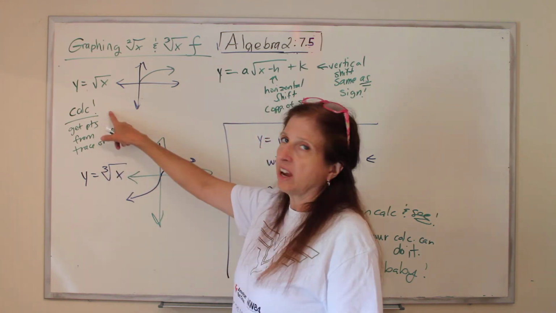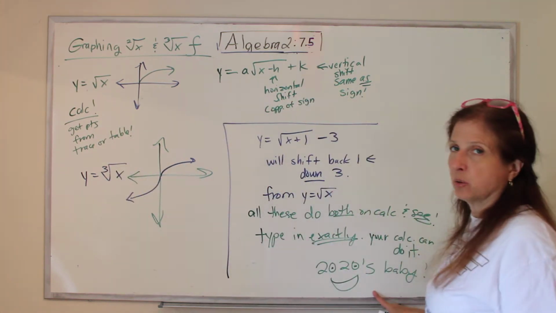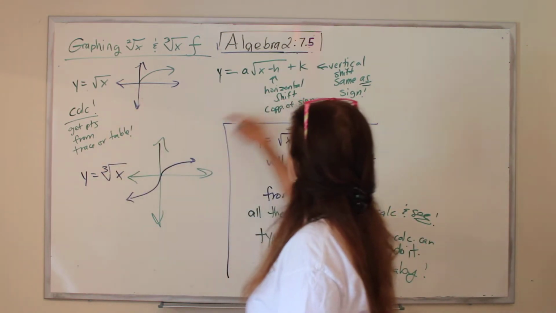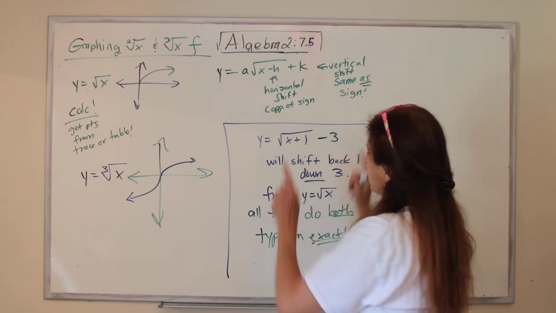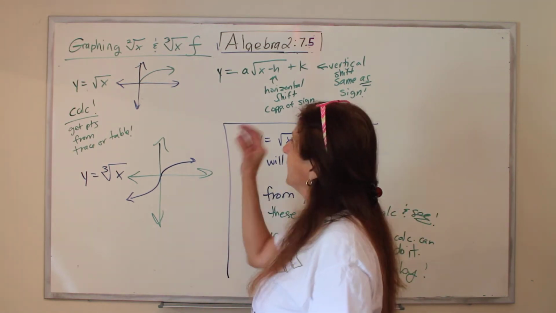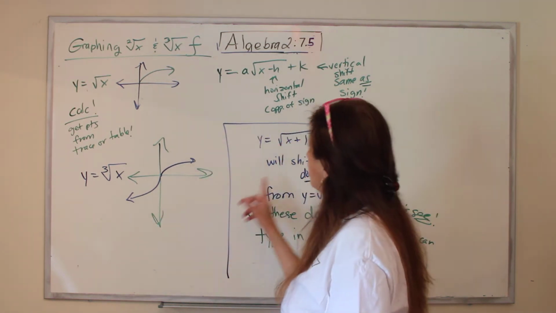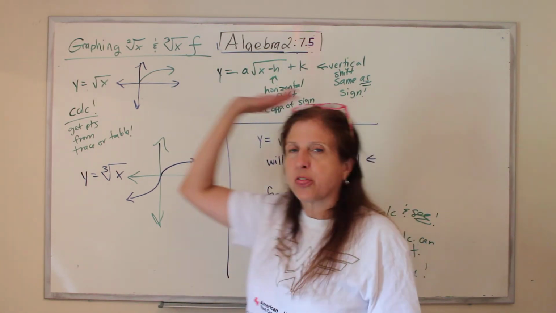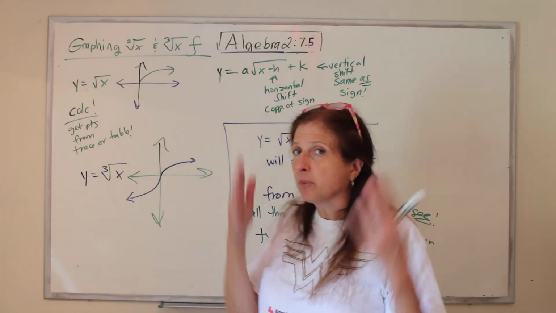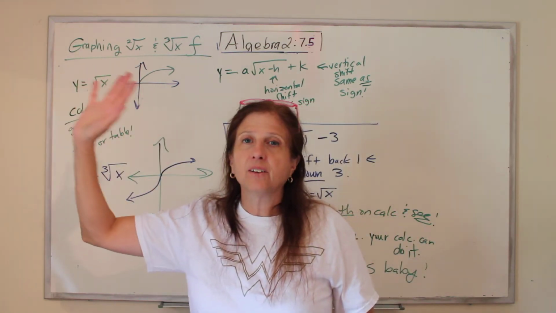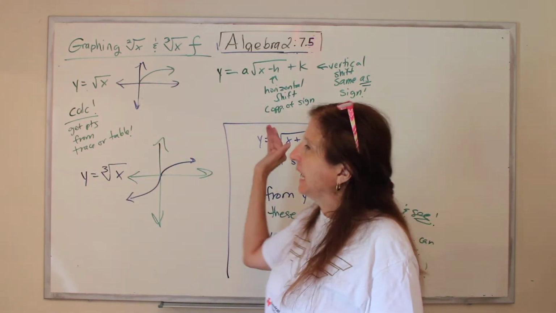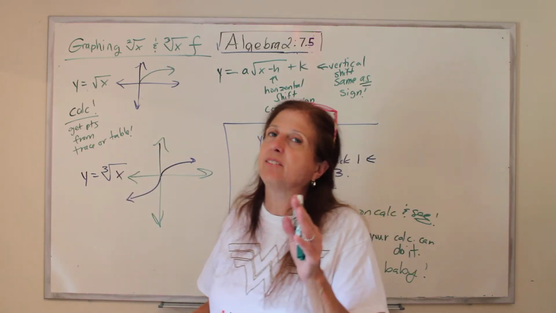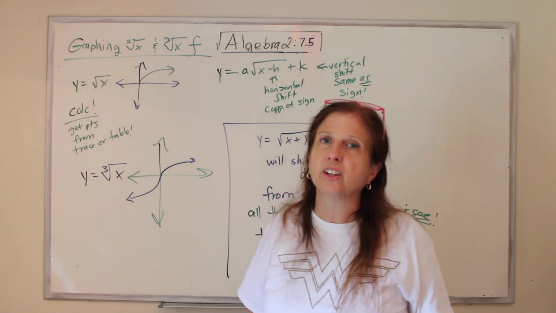Now, these are calculator problems. It's 2020, baby. So this is how I want you to do them. Whatever it looks like, I want you to type it in exactly. In your calculator, under y equals, you can put radicals, you can put absolute values, you can put fifth roots, any problem in your book, you can put negative fractional exponents.